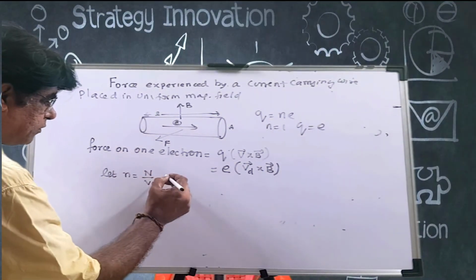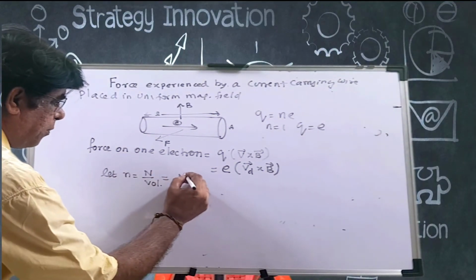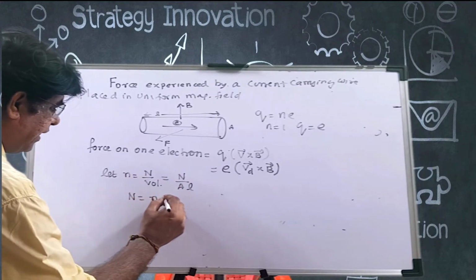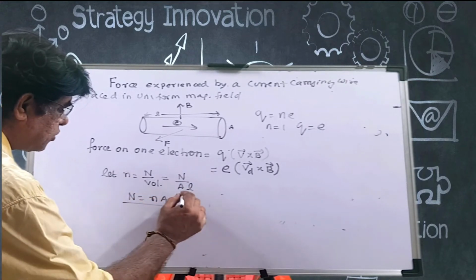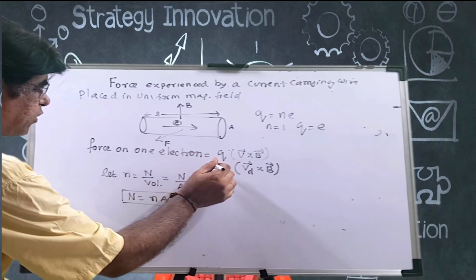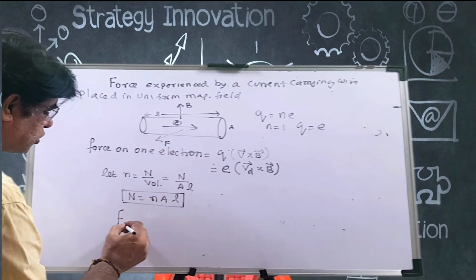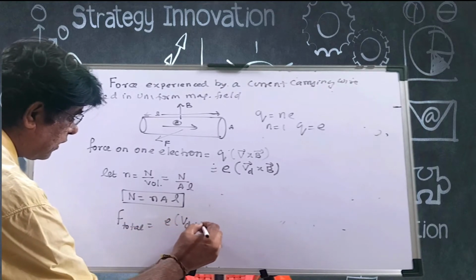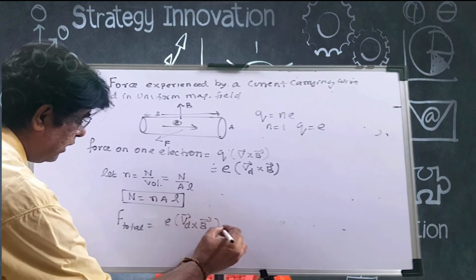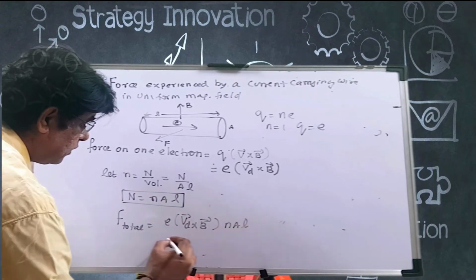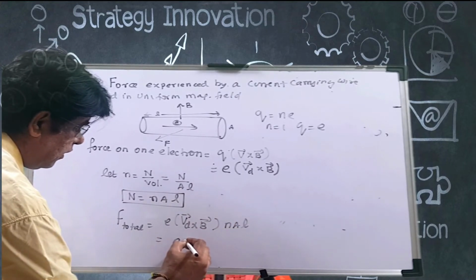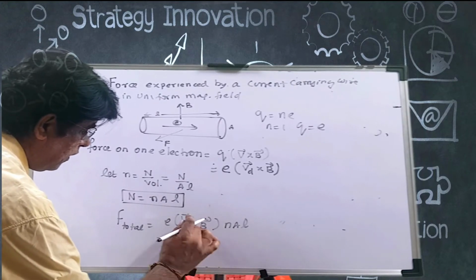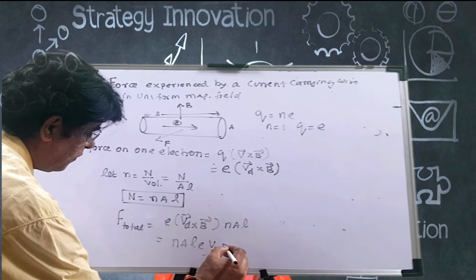N per unit volume, so this is going to be equal to N upon AL. So the number of electrons will be NAL. This is the number of electrons, and this is the force on one electron. So the complete force on all the electrons in total will be, you multiply these two. That means e into Vd cross B, into NAL, which is e. We can write NALe, Vd cross B, as VdB sine theta.